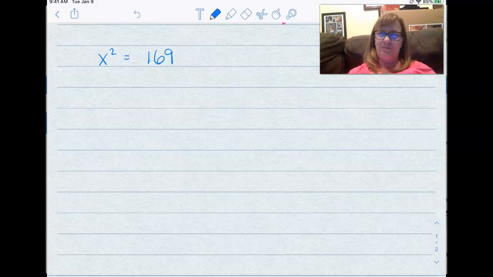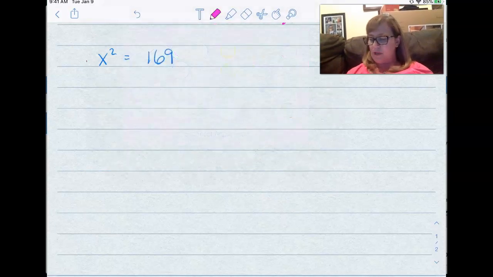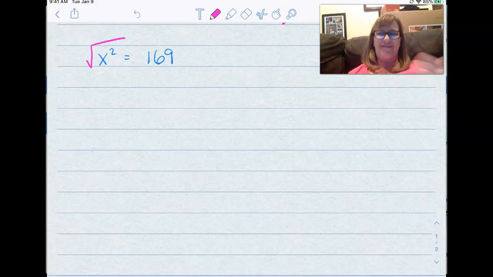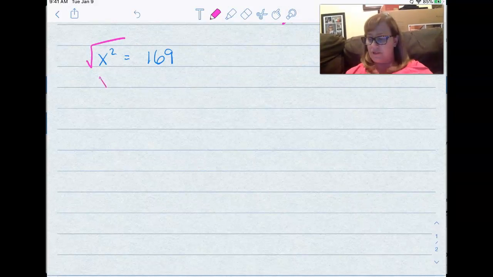And so just like with addition and subtraction, you would undo in order to get x by itself. Multiplication and division go together. Squaring and square root go together. They are your opposites. So in order to undo this x squared and get left with just an x, we have to take the square root. And we know that the square root of x squared is simply x. That's our goal. We succeeded.